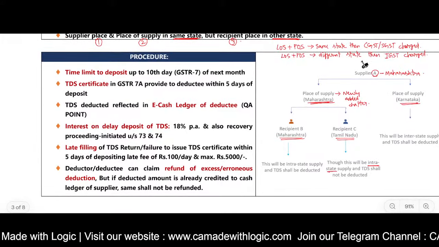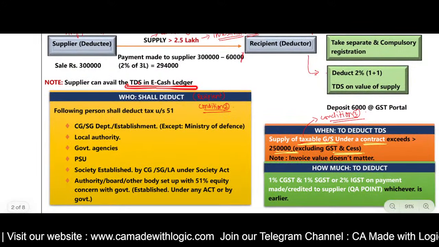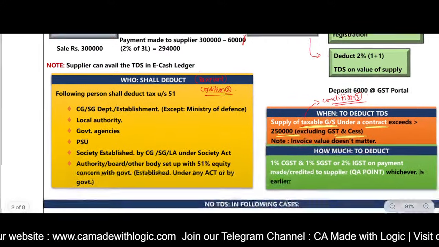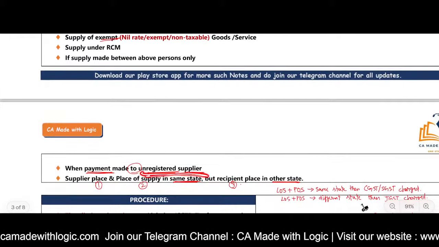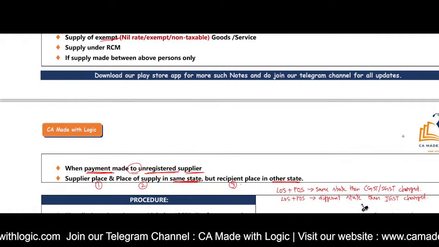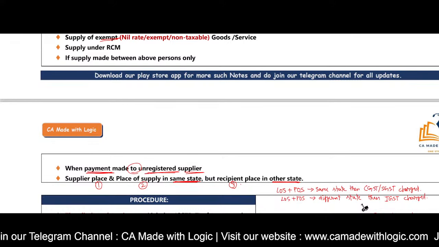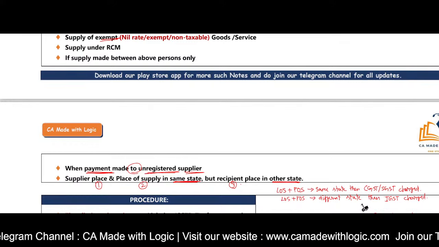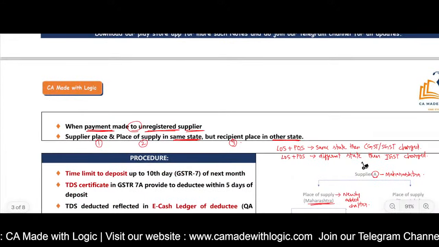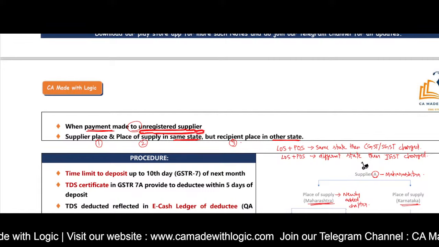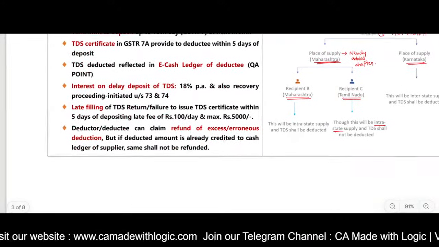Then comes TDS deducted reflected in the e-cash ledger of the deductee. As we have already written over here, it is going to get reflected in the supplier's e-cash ledger. Okay, so if you are making payment to an unregistered supplier, then there is no requirement to deduct the TDS. Unregistered persons don't have e-cash and e-credit ledgers. They don't need to maintain such things. Only a registered person has all those procedures. They need to maintain the e-cash ledger and e-credit ledger for making payment of liability. Since he doesn't need to make any payment of liability, they are exempted from deducting the TDS itself while making payment to an unregistered supplier. Okay, that is the logic I have given earlier.